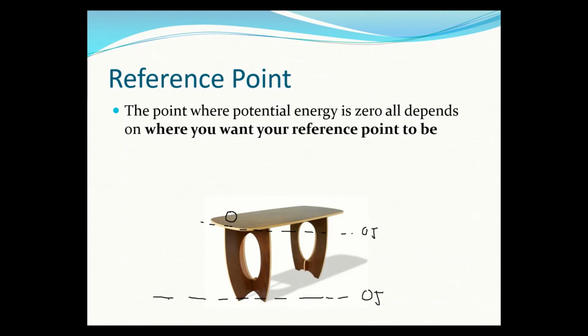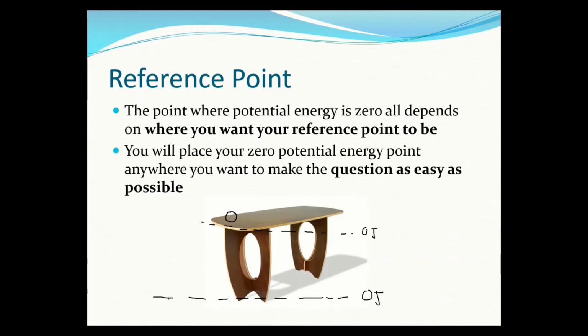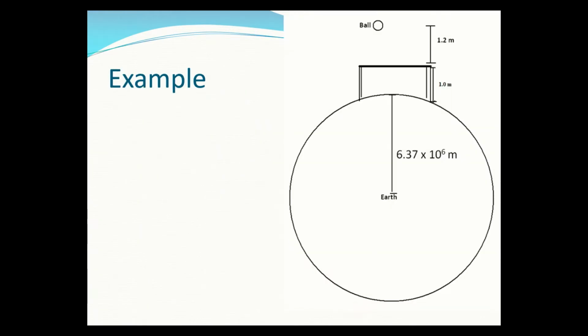And you're going to place your 0 potential energy point anywhere you want to make the question as easy as possible. So right now it would probably be the floor as the reference point. But when we start doing conservation of energy questions, we can move it around and place it where we want. And it's pretty self-explanatory in the question. So here's an example.